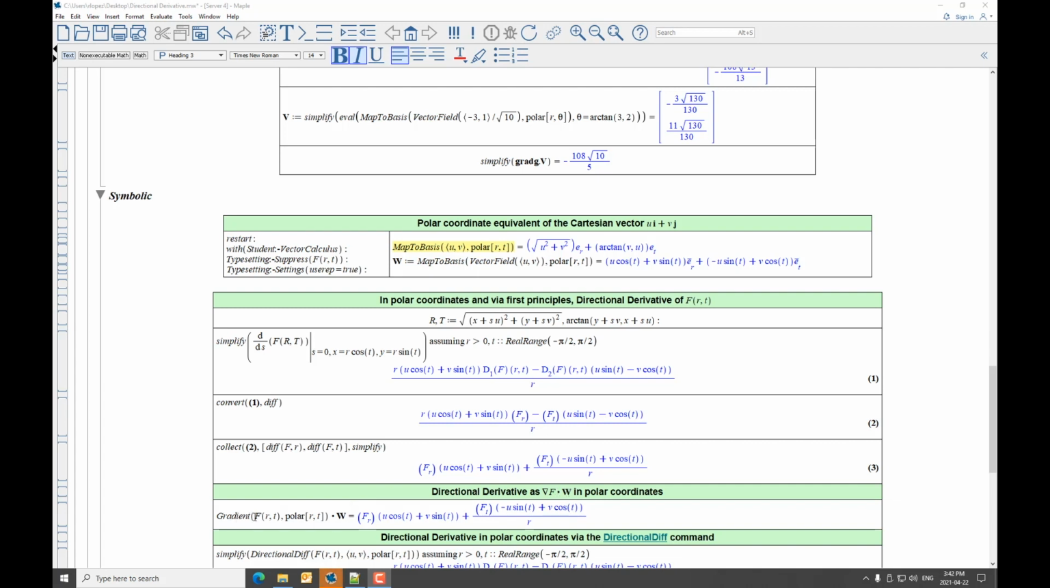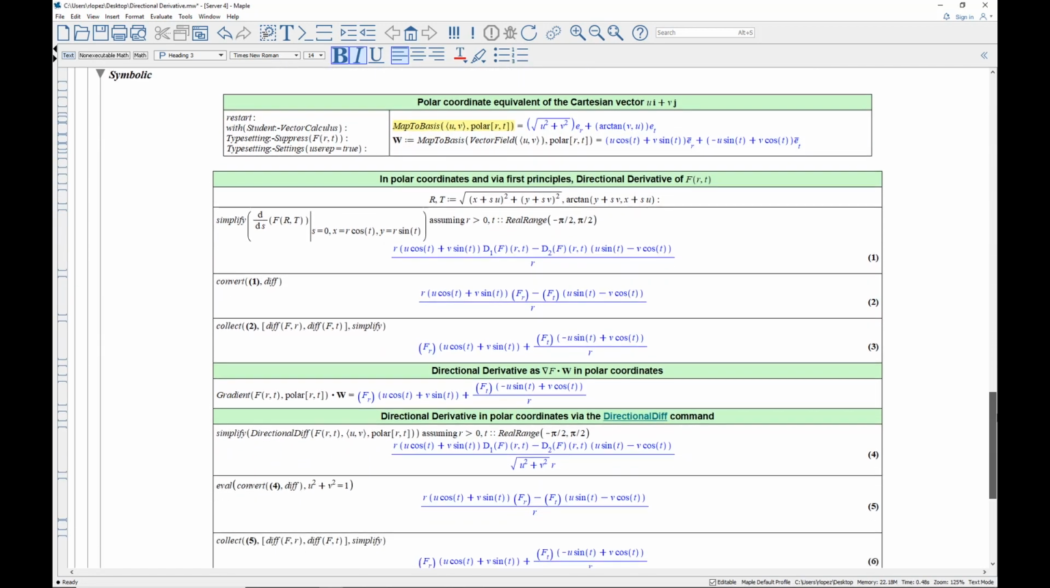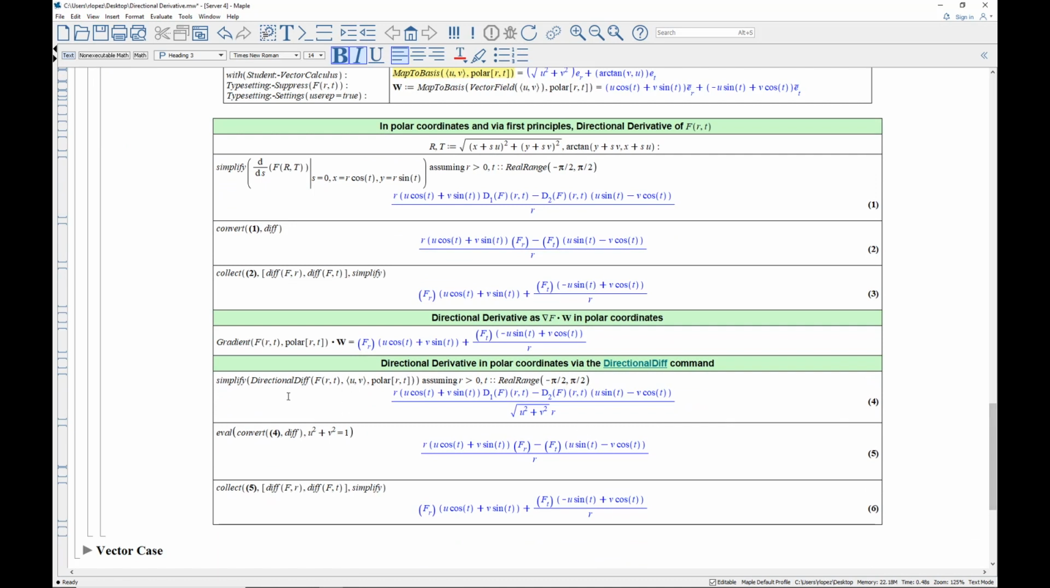Can we get the directional derivative as gradient dot direction? Well, gradient in polar coordinates dot the direction in polar coordinates does give you the same thing we got from first principles. Finally, does Maple's directional diff command work in polar coordinates? Well, let's take a look.